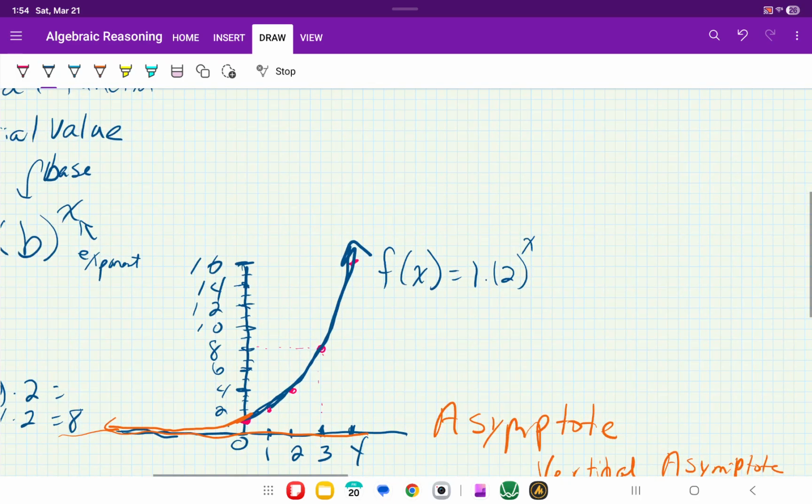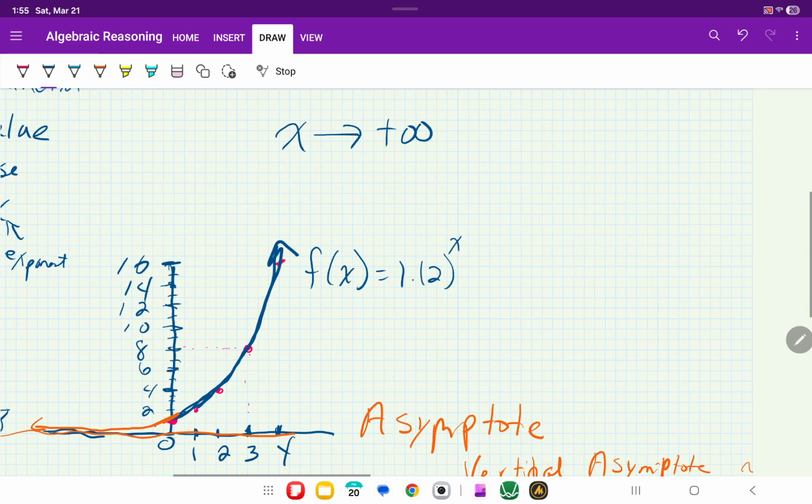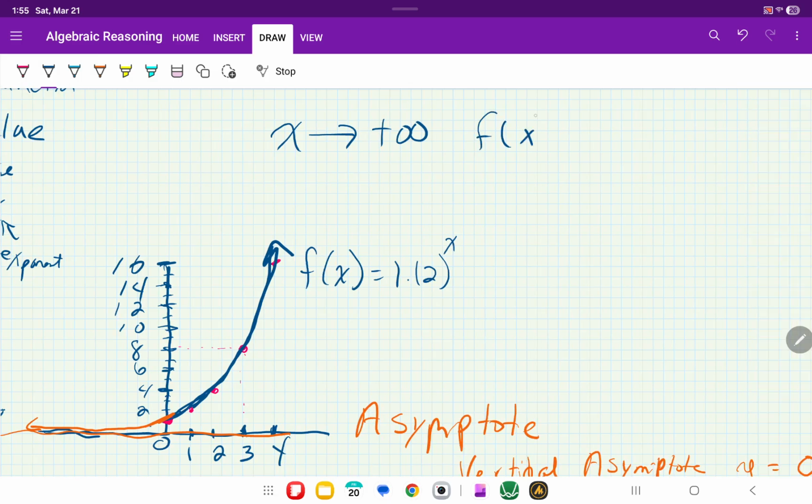And then our end behaviors of this, as we are looking at this, the two things it's going to say: as x approaches positive infinity, f of x is doing what? So we're going to be looking at this side of it. So as x is going this way, what are my outputs doing? Well, my outputs are going to positive infinity.